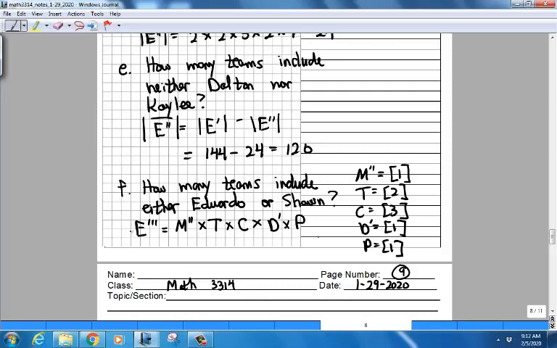pretty easy to count, right? This set, right? What's that going to turn out to be? This is what? 1 times 2 times 3 times 1 times 1? Was that 6? Okay. So it looks like the answer is 6, and then we go on.